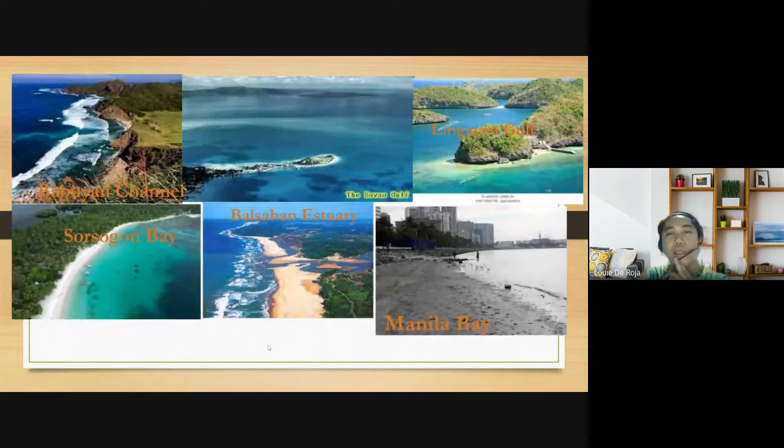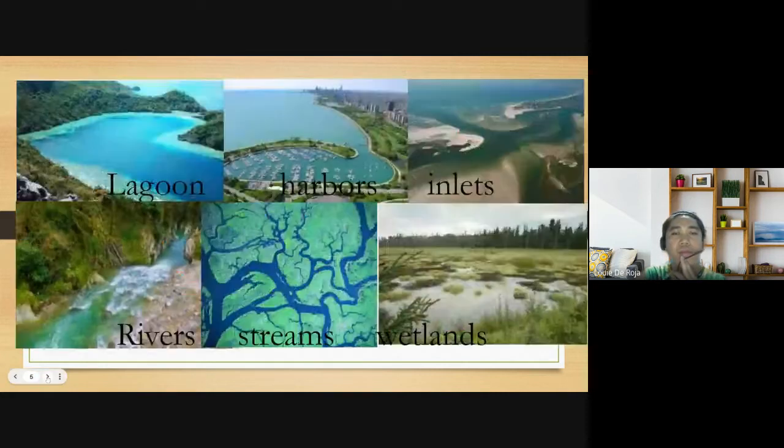Ito po yung example ng estuaries kung saan duduktong po yung fresh water and salt water. We have Babuyan Channel, Sorsogon Bay, Balsahan Estuary, Lingayen Gulf, Manila Bay, lagoon, harbors, inlets, rivers, streams, wetlands.